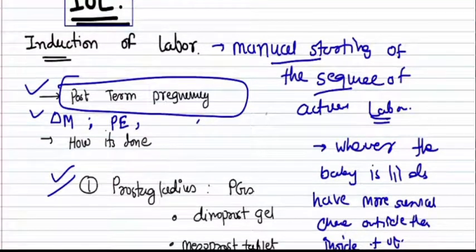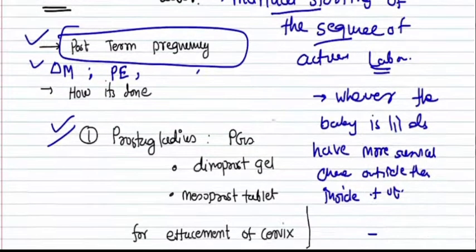And when we should go for IOL: wherever the baby has more survival chances outside than inside of the uterus, in the conditions where maturity is achieved with diabetes mellitus, preeclampsia, postterm pregnancy, liver problems, and higher bilirubin levels, or any medical problems in the pregnancy. When it comes to term, if the baby has achieved enough maturity, then you can start the induction of labor.